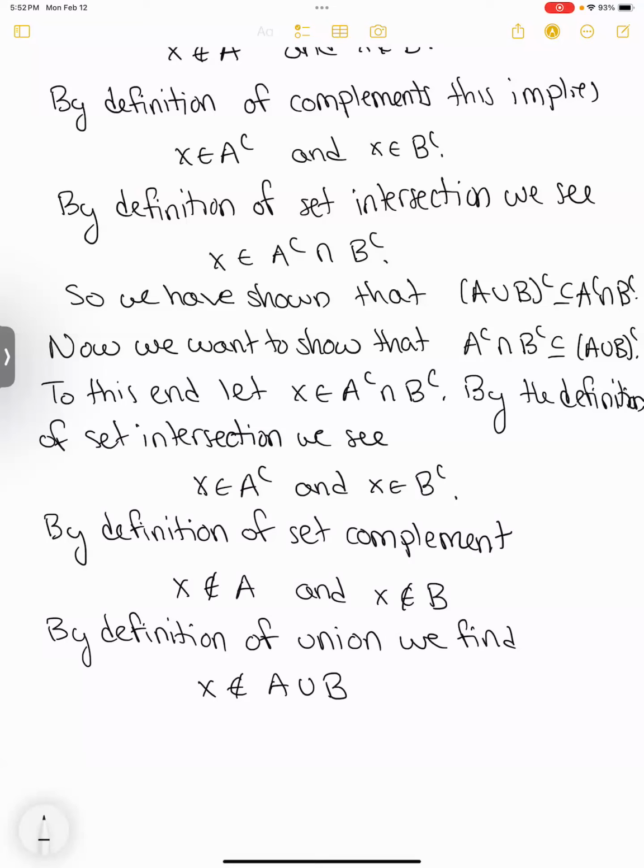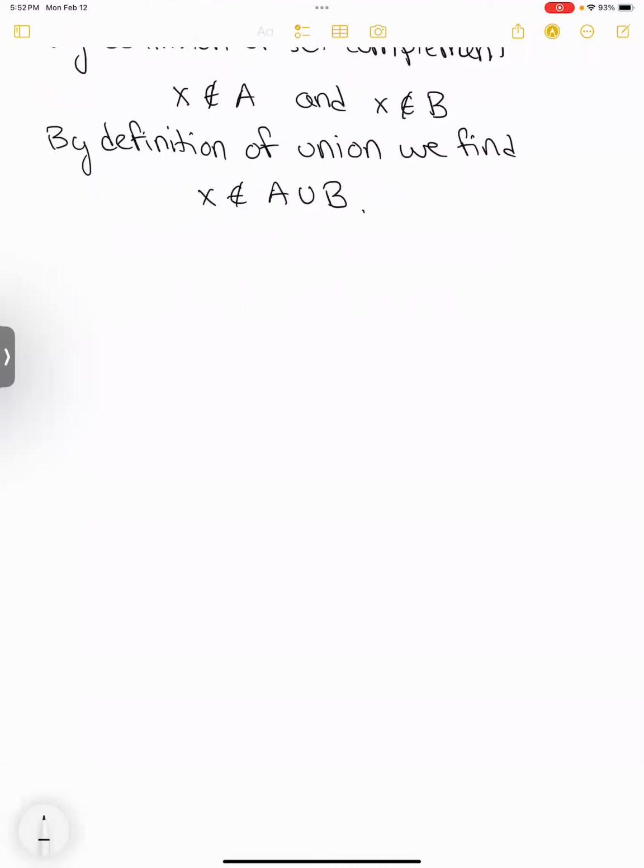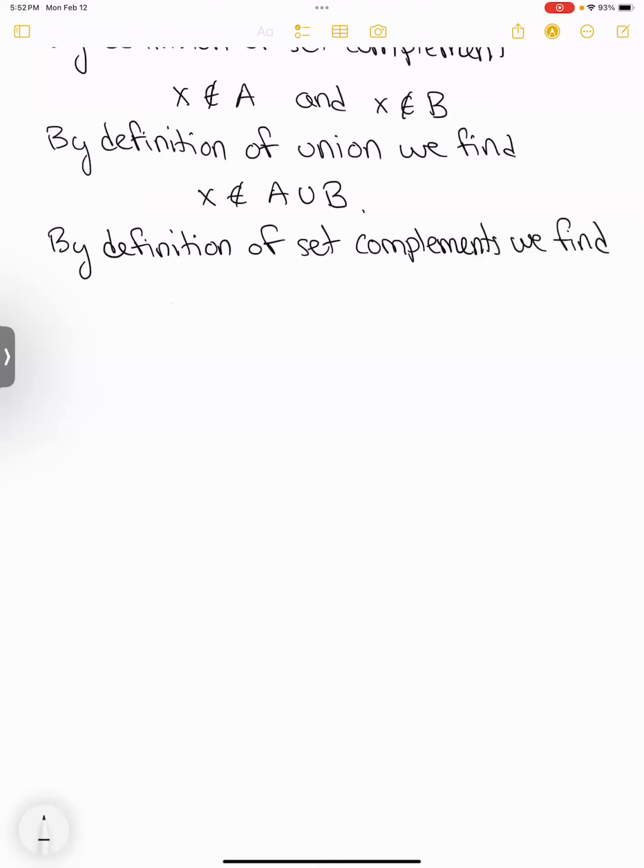All right, but now we just have to apply the definition of complements one more time. So by definition of set complements, we find that that means that X is in A union B complement.